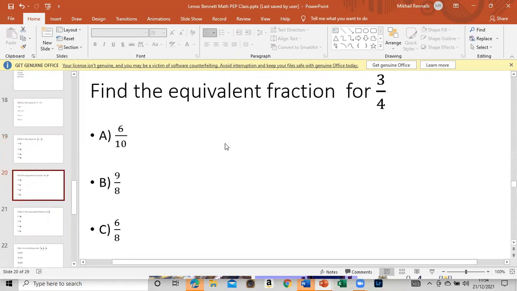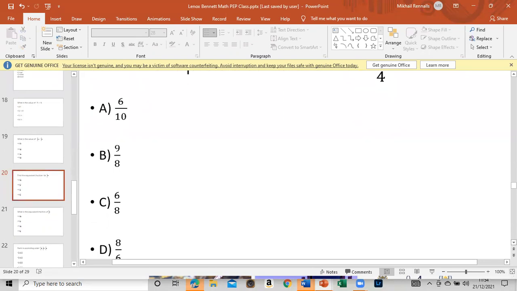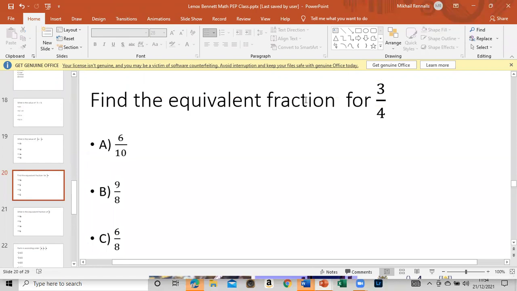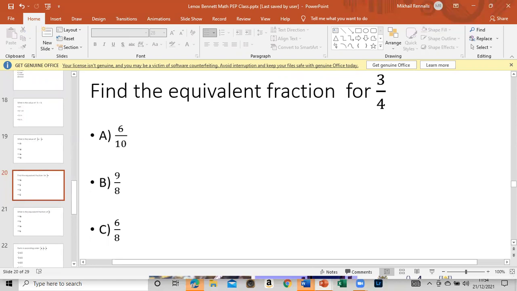Now this one: find the equivalent fraction of 3/4. Sir, 6 over 8. Oh, you got it. Let's share with your classmate. Multiply both of them by 2. Very good. So we can multiply each by 2. 3 times 2 is 6 and 4 times 2 is 8. Remember with equivalent fractions, when we break them down to their lowest terms, both must be equal in value. So 6 over 8 is the same as 3/4.